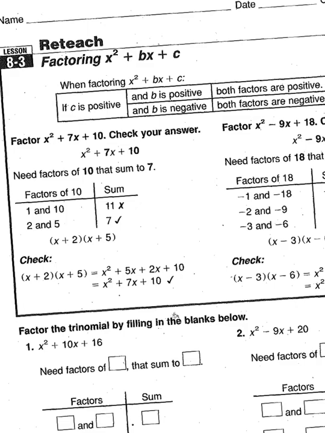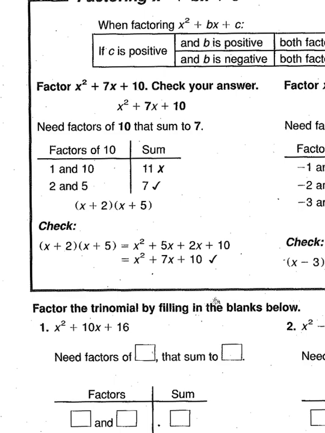Now, let's look at this example. We have x squared plus 7x plus 10. It is in standard form. We do have the exponents in descending order, so we know that we're good there. Now, if we look at our C value, the C value is 10. The B value is 7. So what I'm going to do is find factors of 10 that add up to give me 7. Now, if you look at this, you either have 1 and 10, or you have 2 and 5, okay?